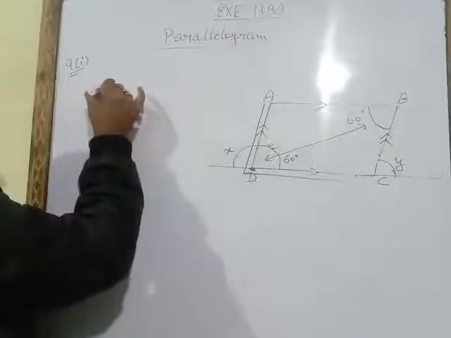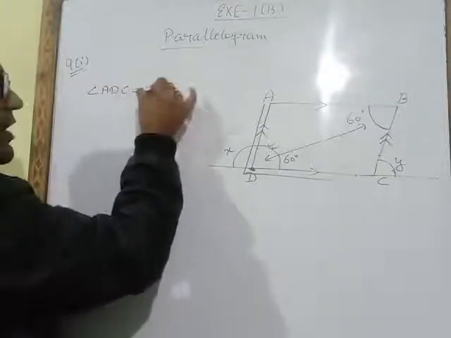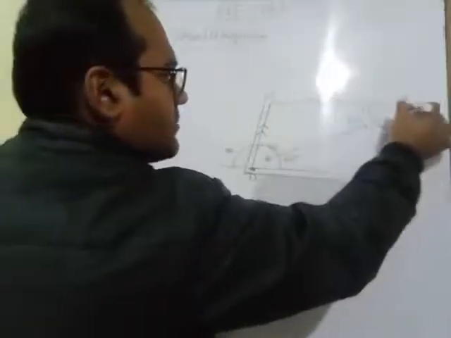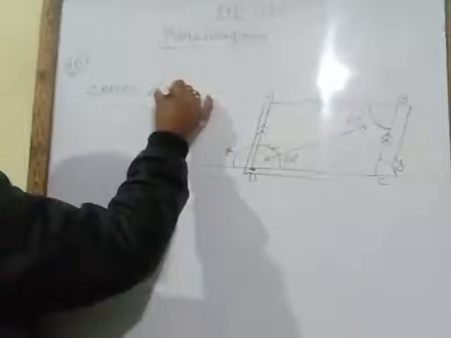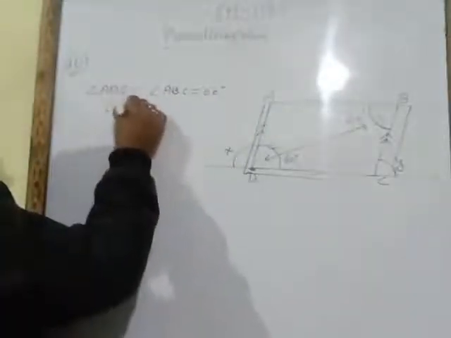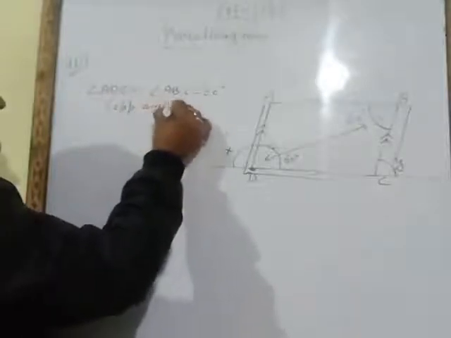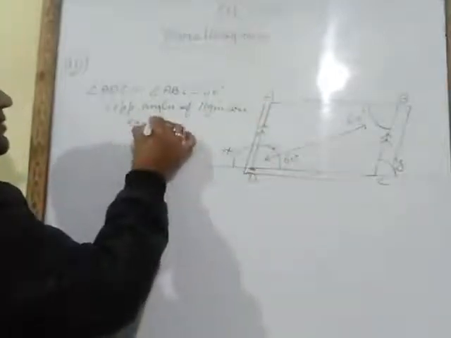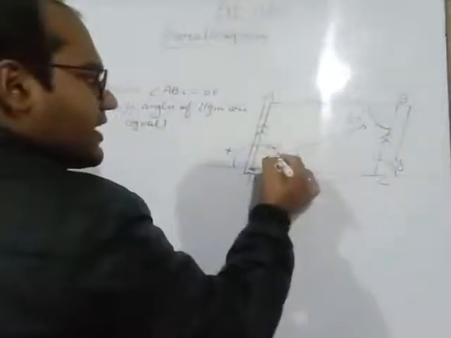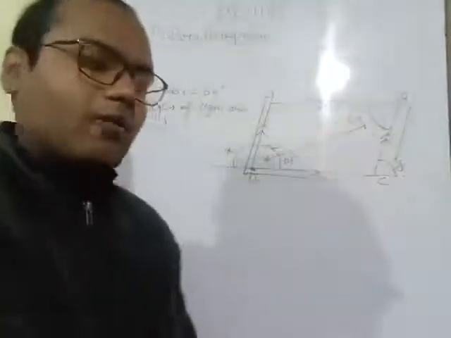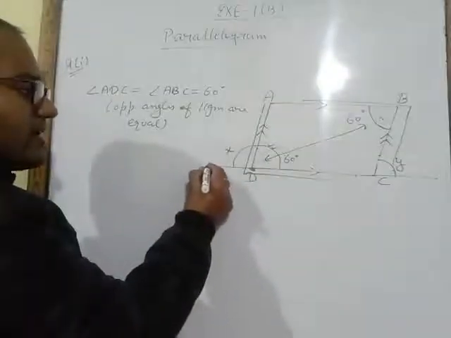Angle ADC is equal to the angle opposite to this, this one, ABC. These two angles will be 60 degrees because the property is that opposite angles of a parallelogram are equal. That's why this is 60 and this angle will also be 60. Both are opposite angles of a parallelogram. Now here it is the ABCD vertices. Here we will write E as the name.